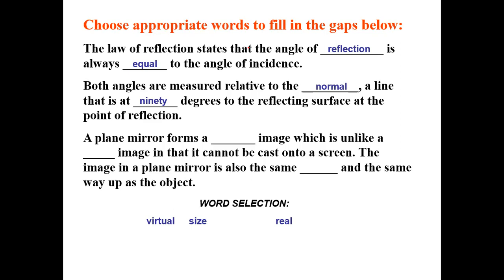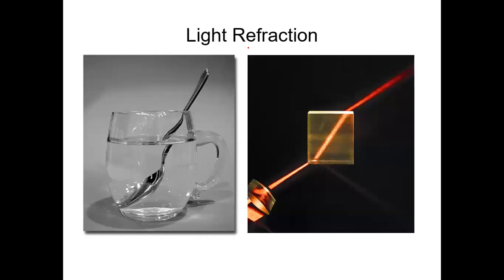A plane mirror forms a virtual image, which is unlike a real image in that it cannot be cast on a screen. The image in the plane mirror is also the same size and the same way up as the object is. Okay, now we have to look at refraction.